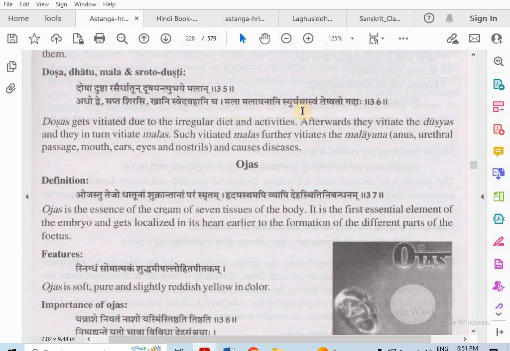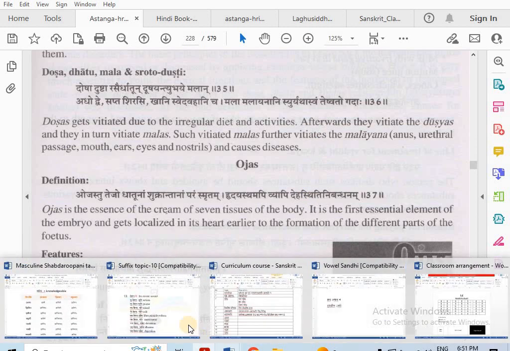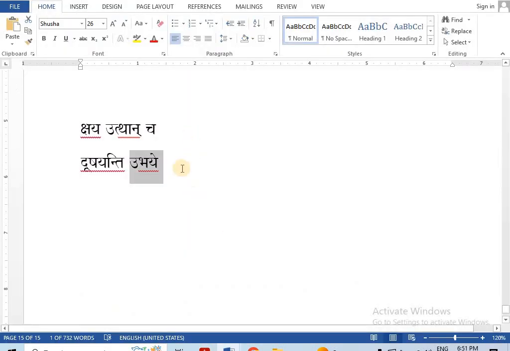And then teshvato means teshu plus ataha. Teshu means in these malayanani, in these sites of waste product. Ataha means so. Teshu is from tasmin, tayoho, teshu. Let me just disjoin this word first. Teshvatoho.